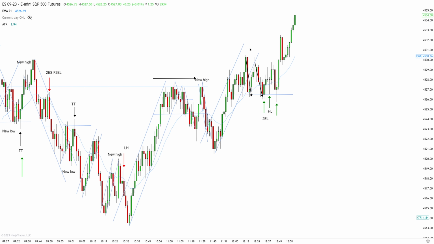Visual two-legged pullback. This channel needs a new high. EMA still keeps somewhat holding and this support is important. The bullish wedge is going to break higher and this is a great setup because you're buying low at the bottom of the trend range.